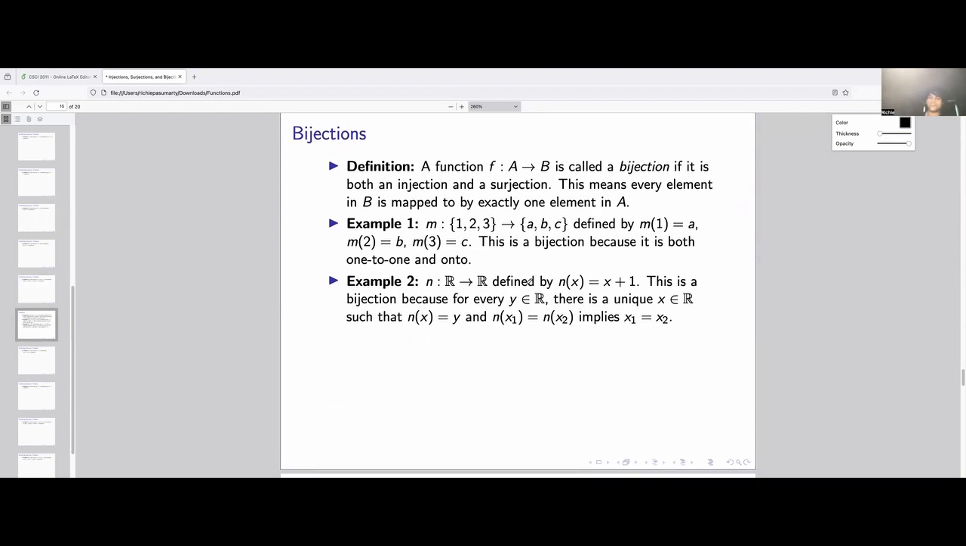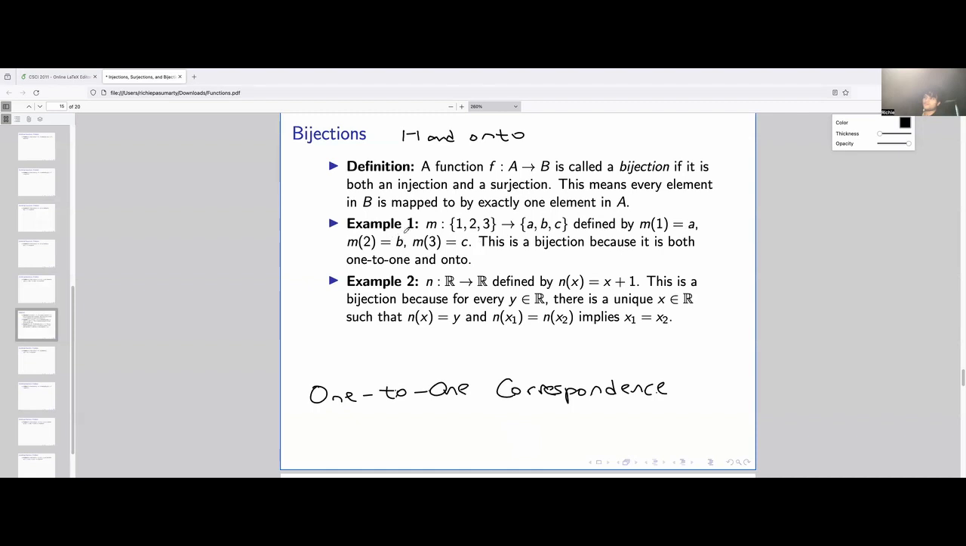These are called bijections. A bijection is basically a function which is both an injection and a surjection at the same time. So a bijection, you will call it like 1 to 1 and onto. Sometimes you'll see it like that. Another very popular term for bijections is a 1 to 1 correspondence.